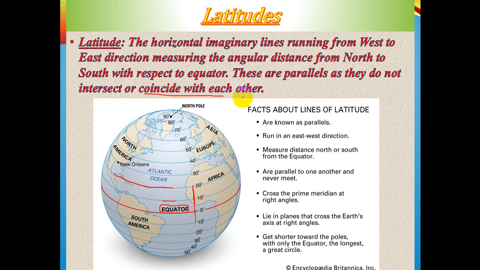So these are the imaginary lines that run from west to east direction, and they measure the angular distance from north to south. And what is the reference? That is the equator line. So this is latitude. Now the next term is longitude. What is a longitude?